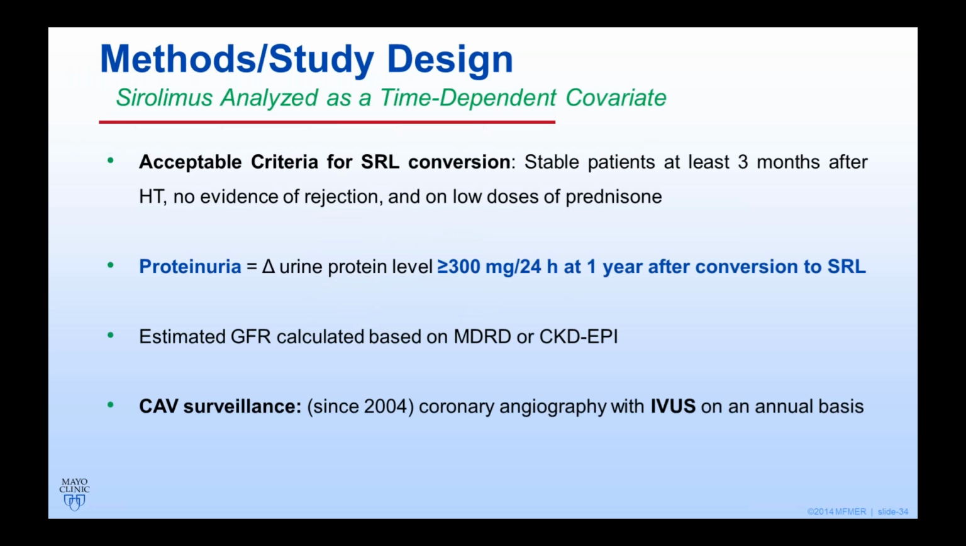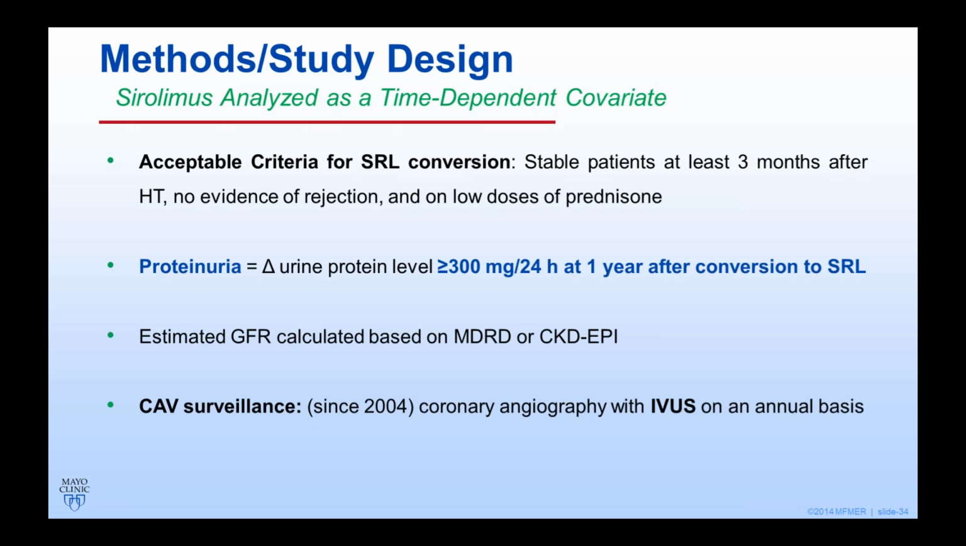Patients were considered acceptable for routine conversion to sirolimus if they were stable at least 3 months after heart transplantation, with no evidence of rejection and on low-dose prednisone. Proteinuria was defined as an increase in the urine protein level of at least 300 milligrams over 24 hours, 1 year after conversion to sirolimus.